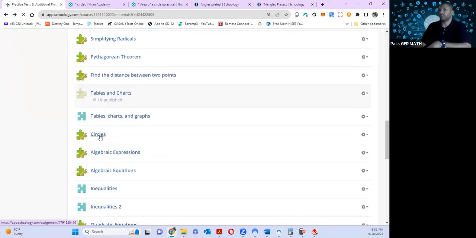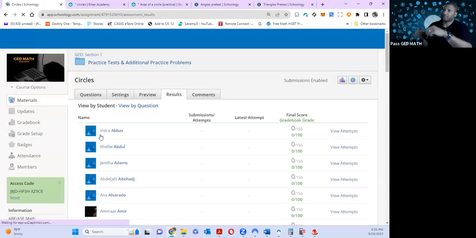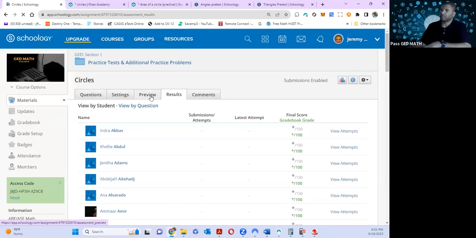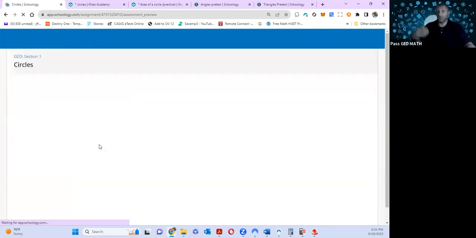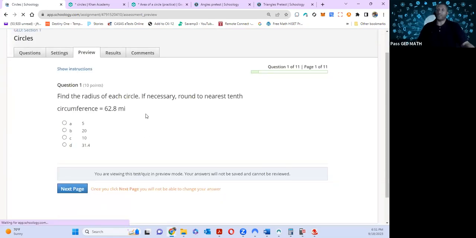Here we go. You're going to have an area and circumference problem. They might give you the area or circumference and ask you to solve for radius and diameter. Why? Because it's one of the most missed questions. Look at that: find the radius of each circle, given that the circumference is 62 point. Now, if you just practice with Khan Academy or CK12, you prepare for that question. Easy.